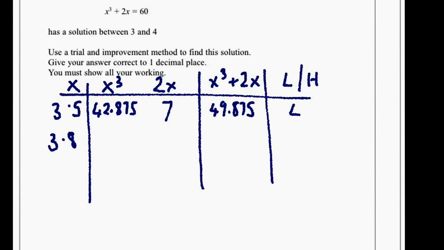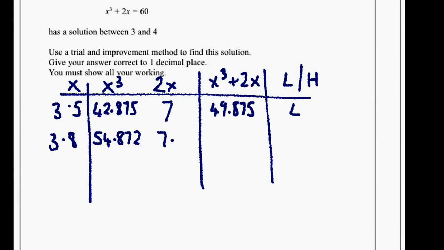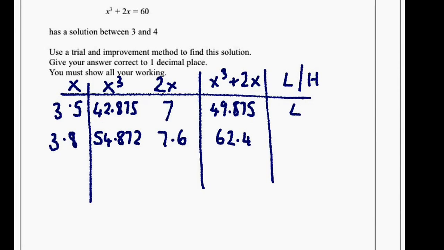3.8 cubed is 54.872, and 3.8 times 2 is 7.6, and when I add those together, plus 2, I get 62.472, and that's obviously too high.